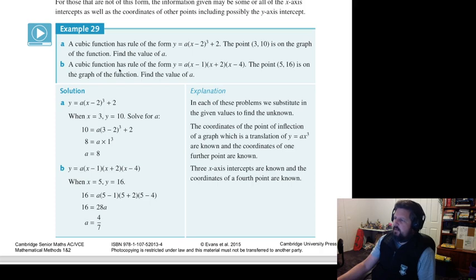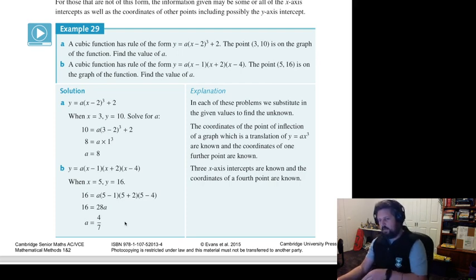This one here, it says a cubic function has the rule in this particular format. Good, so they're giving us some x-intercepts here. And they're also telling us that the point 5, 16 is on the graph of the function. Again, finding the value of a. The same thing applies. We've been given the coordinates 5, 16. We're going to plug those into the equation where x and y are, which we've done. We're going to simplify things down and evaluate, and then rearrange, and we get a equals 4/7. I think most people should be fairly happy doing that.